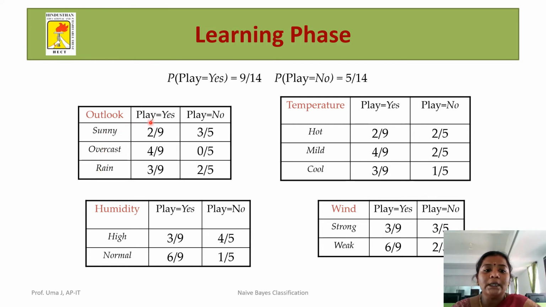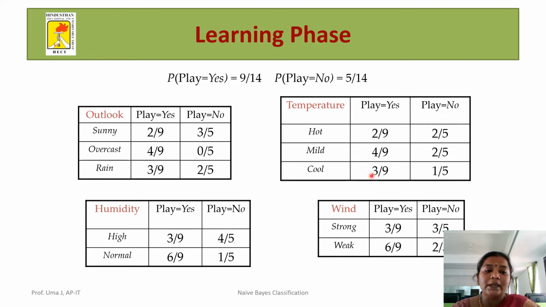The probability of playing on sunny days is 2 by 9, and the probability of playing during overcast days is 4 by 9. Similarly, during the rainy days it is 3 by 9. Similarly, for the temperature feature, the probability not to play on hot days is 2 by 5, during mild days it is 2 by 5, and during cold days it is 1 by 5.